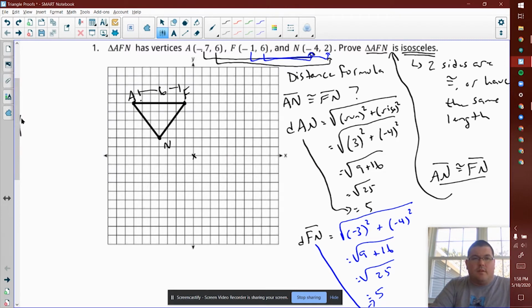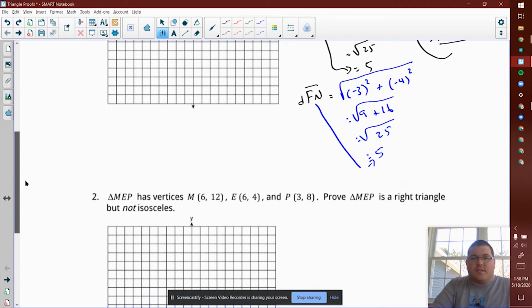So what about another example? What's another way the distance formula could help us out?